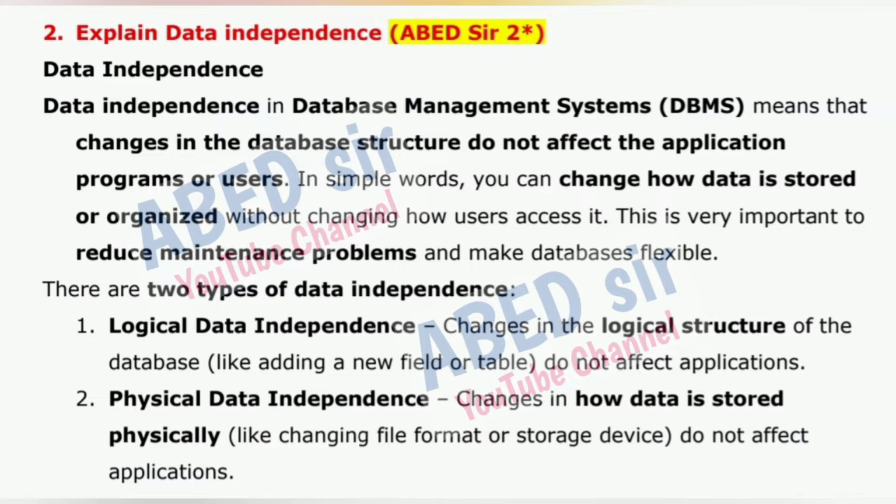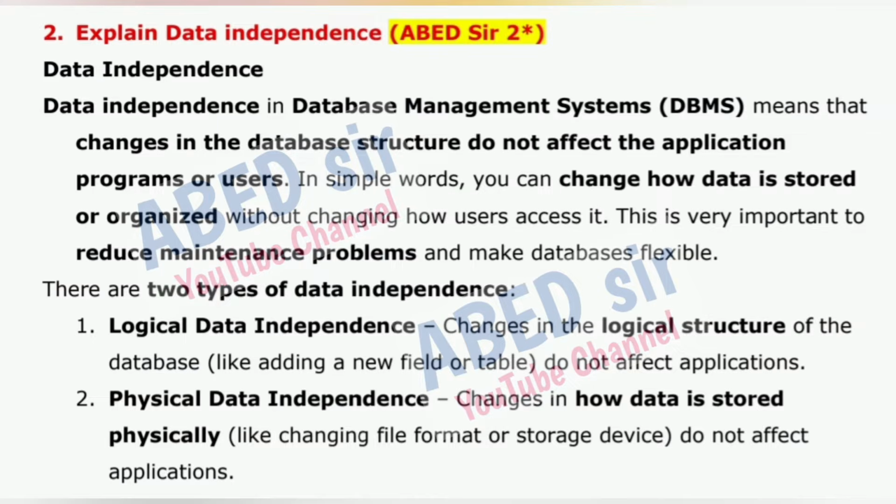Next important short question is: explain data independence. Data independence in database management systems, DBMS, means that changes in the database structure do not affect the application programs or users. In simple words, you can change how data is stored or organized without changing how users access it. This is very important to reduce maintenance problems and make databases flexible.